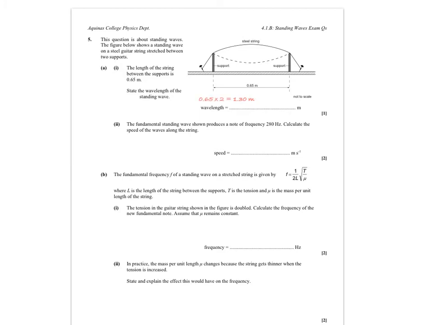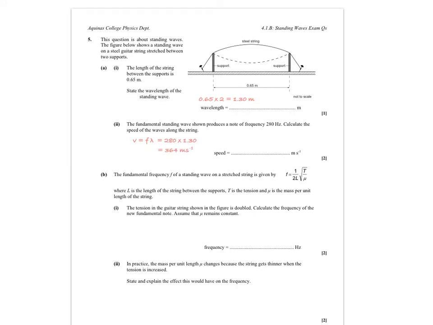We're told that the fundamental standing wave produces a note of frequency 280 Hz. Calculate the speed of the waves. So we've got a wavelength, we've got a frequency, that means we can work out a wave speed. So v equals f lambda, stick in our numbers, 280 times 1.3 gives us 364 meters per second.